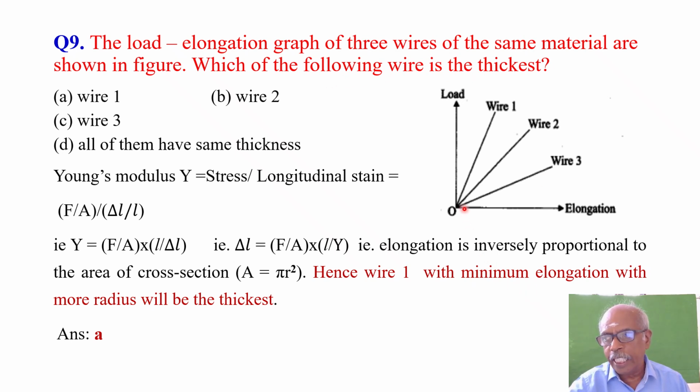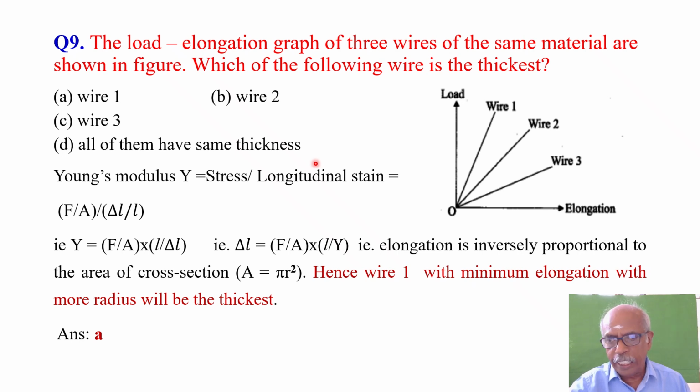So elongation has been taken along the x-axis and the corresponding load applied is taken along the y-axis. This is the graph for wire 1, wire 2, wire 3. So you are given four options: wire 1, wire 2, wire 3, and all of them will have the same thickness. That is the fourth option. Which one is right, sir?